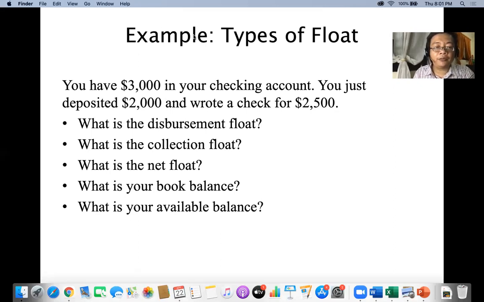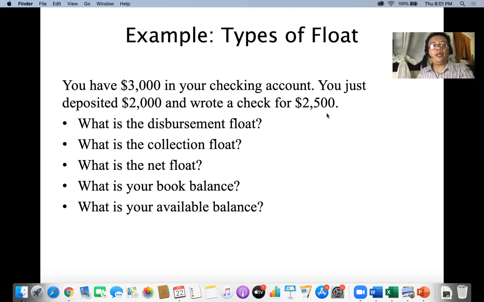All right. How much is your net float? Ano ang net float? You add the disbursement float and the collection float. So meaning you have 2,000 plus your 2,500.